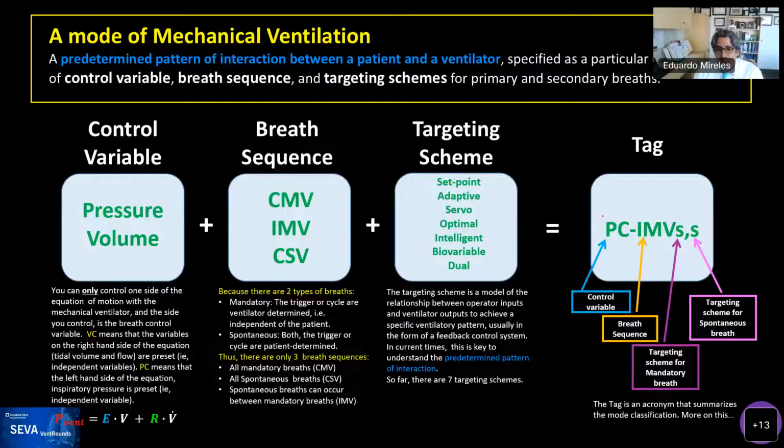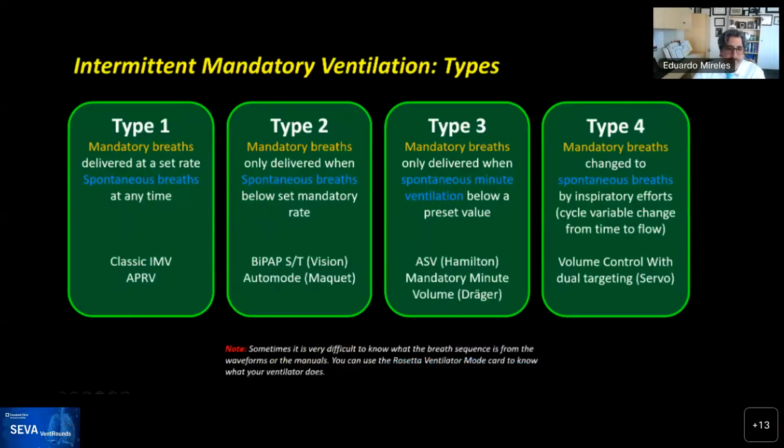And again, you see here in the first part is the control variable, then the breath sequence, and then we often put one letter for the type of breath. So if all of them are mandatory, you will only see one targeting scheme. But if it's an intermittent mandatory where there are 2 types of breaths, mandatory and spontaneous, the first small letter highlights what the targeting scheme is for the mandatory breath. The second one, which follows a comma, refers to the spontaneous breath.